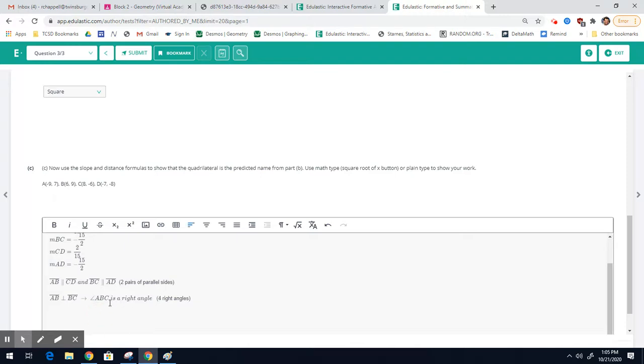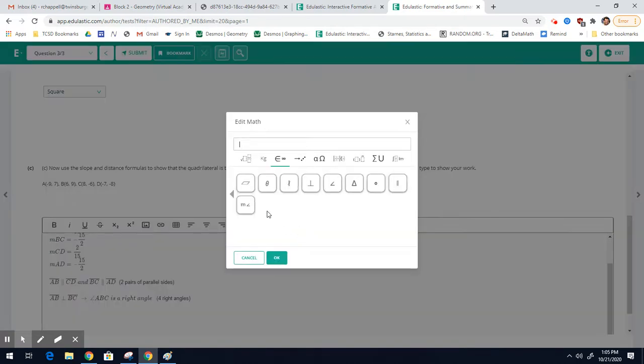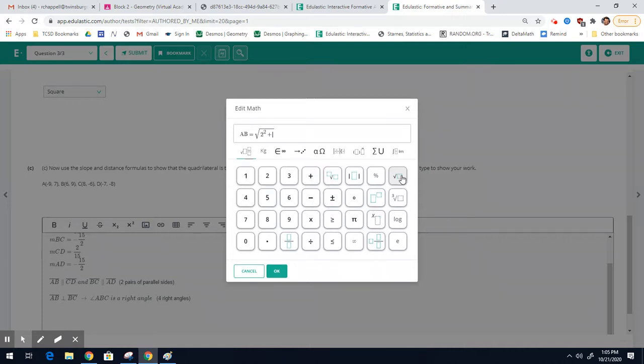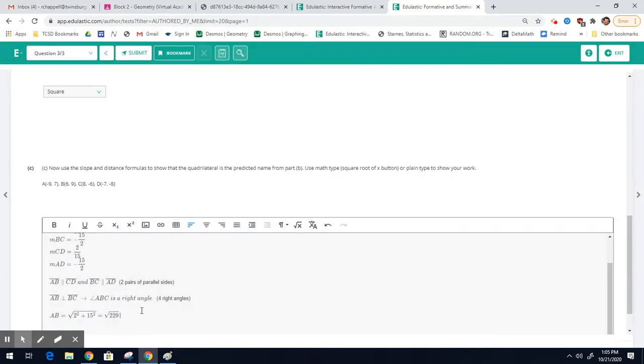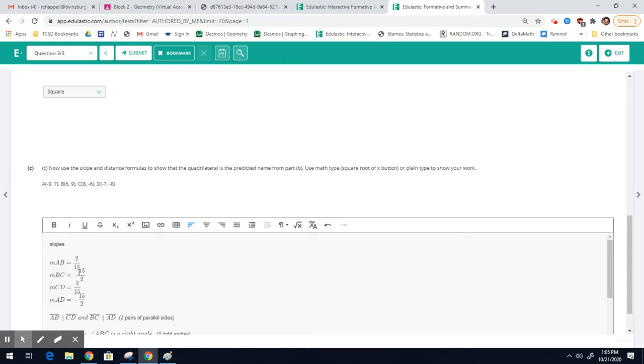And now, like I said, I only have to show that 2 sides next to each other are congruent. And those 2 sides are going to be AB and BC. Let's see. So for AB, I'm going to do the square root of 2 squared plus 15 squared. That's going to be the square root of 229. And that does not simplify, so that's good. That's AB. And again, if you want to say these are the side lengths, you can do that. Now let's find BC side length. And again, it's going to be 15 and 2.